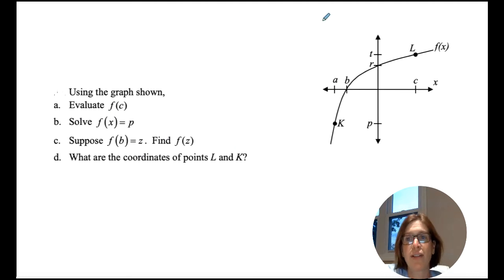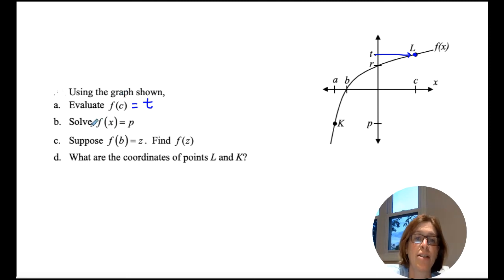All right, so let's get really careful here. Using the graph shown, evaluate f at c. Okay, so f at c is the x, which means that I want the y. Now, I go to c and I go up here. Now, you'll have a tendency to want to say it's L. But L is the coordinate point itself. The y coordinate is t. So f of c equals t.